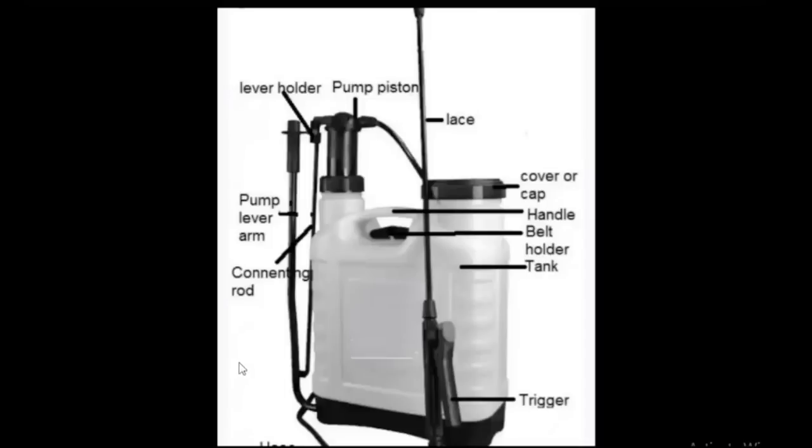So this is another labeled example of what we are talking about. You can see the lever here. It is being pumped regularly, and as it is being pumped and this trigger is being pressed, the nozzle is permitted to release the content of the bucket. In this bucket, we open this cover or cap for you to pour into the tank whatever it is that you want to spray. So that is basically about the knapsack sprayer.